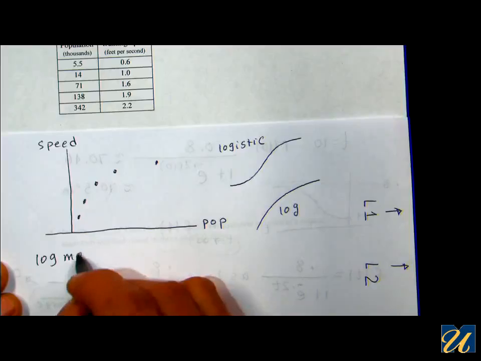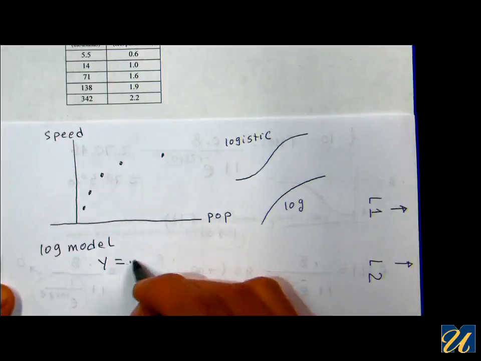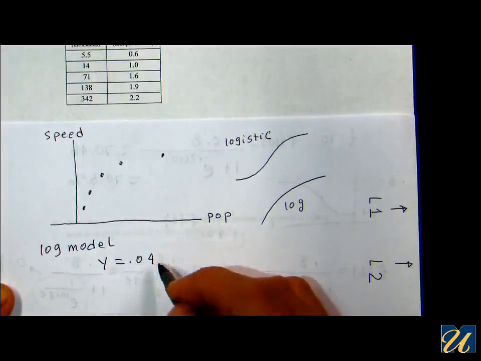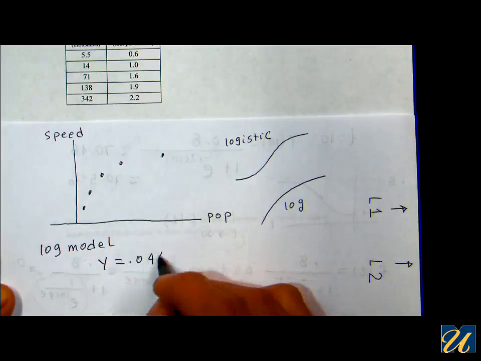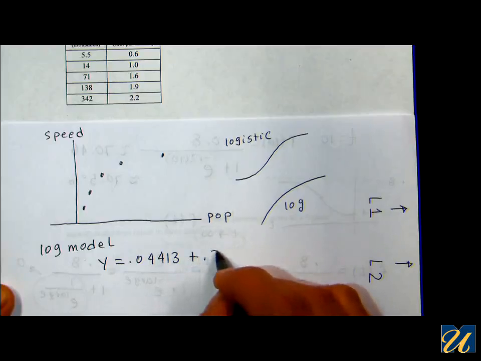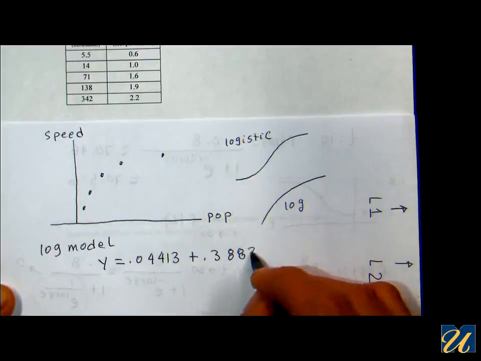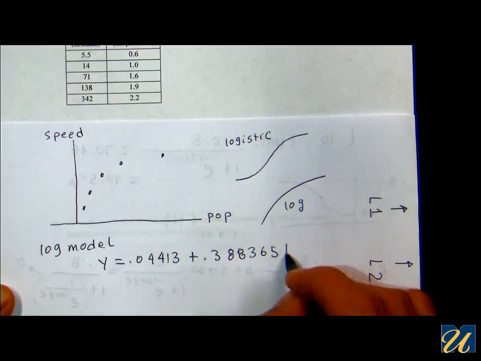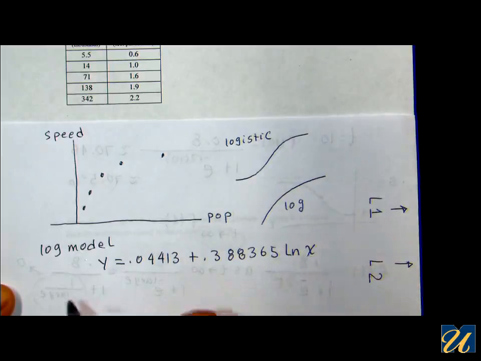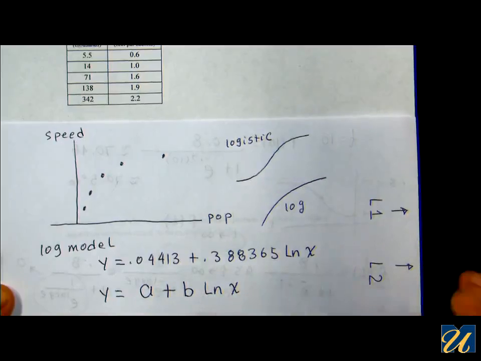So the log model that I found that worked the best was 0.044413 plus 0.388365 natural log of x. So this is a type of function called a plus b natural log x.